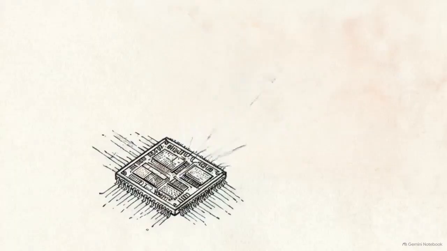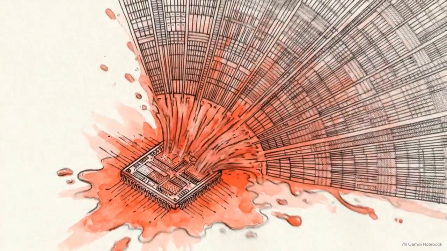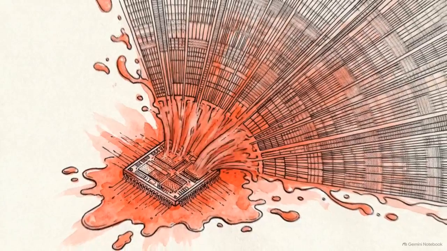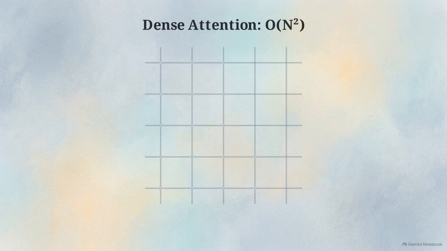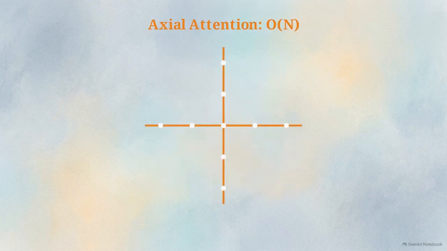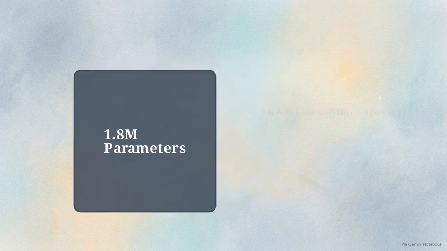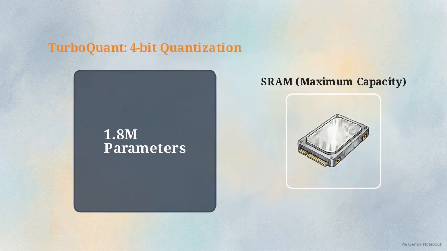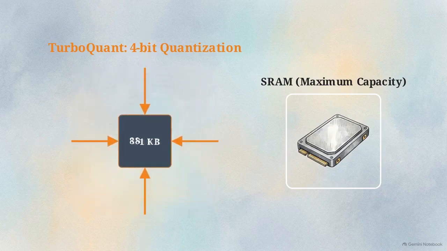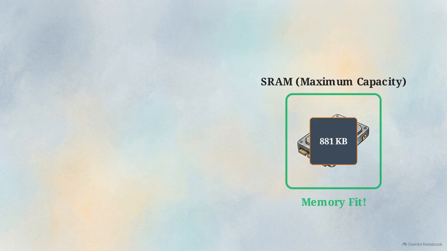YFlow. The immediate roadblock for microcontrollers is memory. Standard attention mechanisms scale quadratically, crashing embedded memory limits almost instantly. YFlow deploys axial attention, reducing computational complexity to a linear formula. Yet the 1.8 million parameter model still exceeds the chip's limited SRAM. The TurboQuant engine applies 4-bit integer quantization, aggressively compressing the network. It shrinks to 881 kilobytes, effortlessly slotting into available memory.